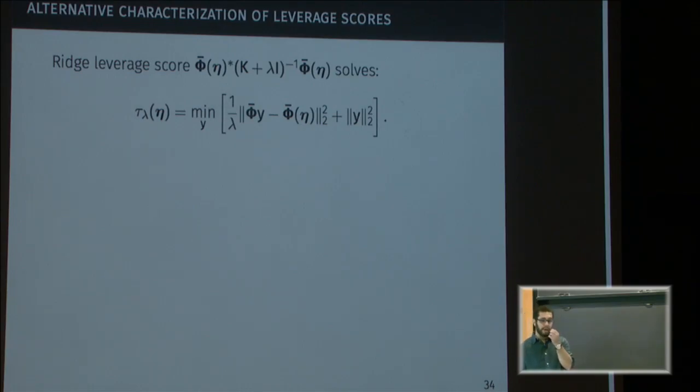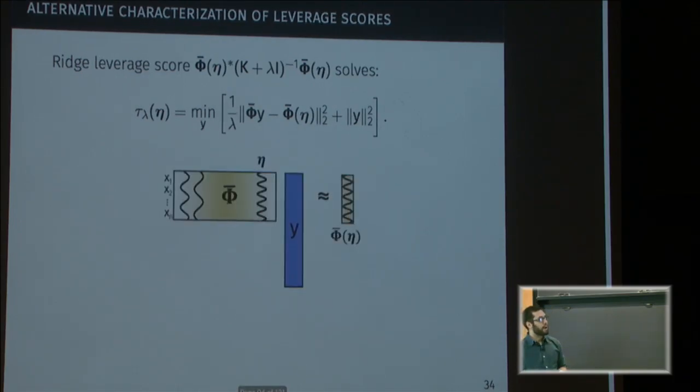Okay, so we're going to try to do better than this. And the way we do that is I'm going to introduce a different characterization of these leverage scores, which first off will be our main tool for bounding them, but will also give you a sense of intuitively why they're something good to sample by. Okay, so this is the characterization. The leverage score of frequency eta is the solution of this minimization problem.